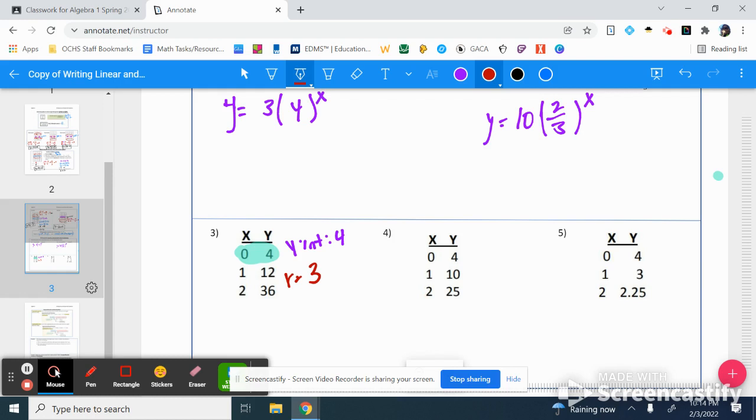So once I get to this point, it becomes just like the 2 problems we did. I just have to put it in the equation. My y-intercept was 4. I multiplied everything by 3. I raise it to the x power.